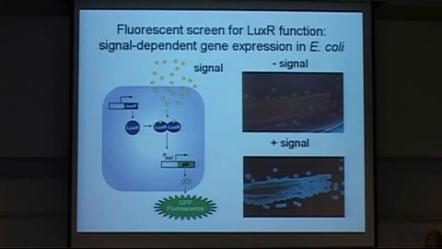And so to begin with, doing directed evolution, we generated a screen. In this screen, basically, we have LuxR turned on constitutively, and it responds to a signal that we add. And then that activates the LuxI promoter and turns on GFP. And so you can just do a screen and look for fluorescence to look for activity.